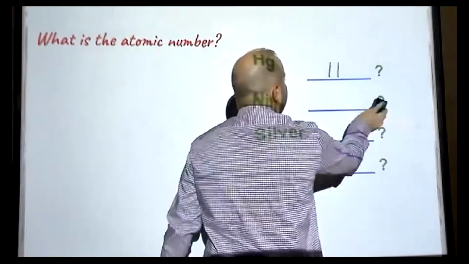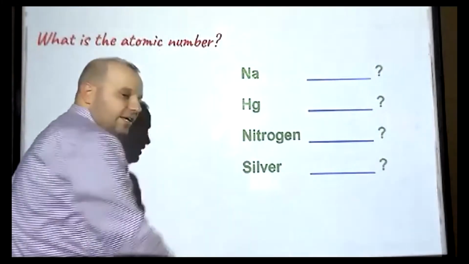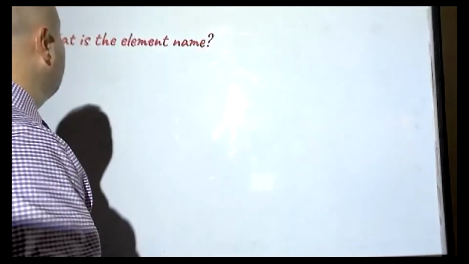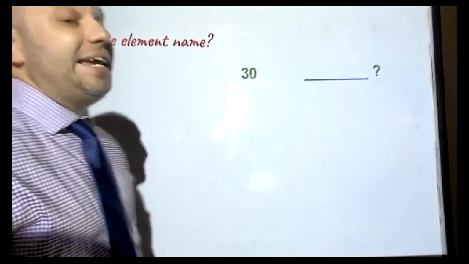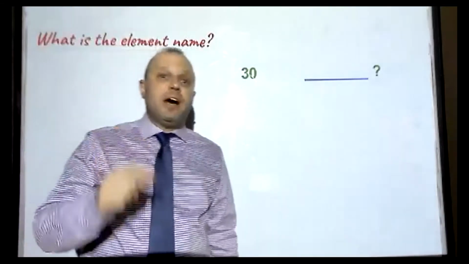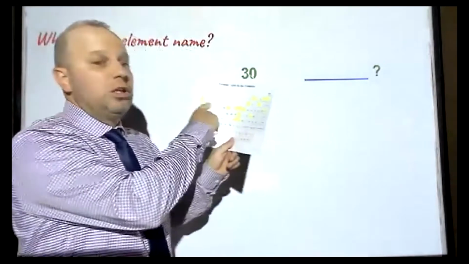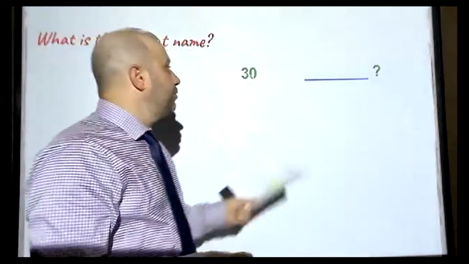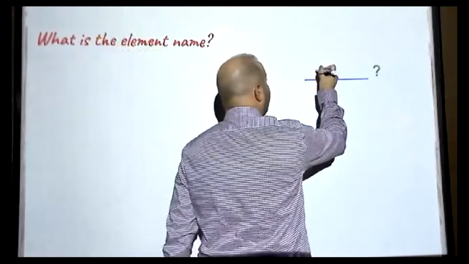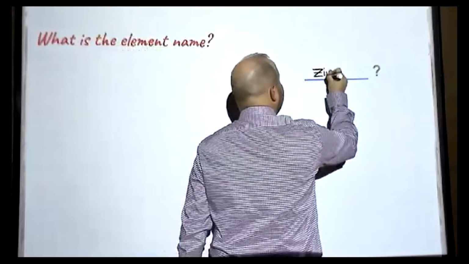All right, the next piece that we're going to go through: what is the element name? This time I'm going to give you the number, the atomic number, and I want you to look up the element name. So we're looking at the numbers that are on top. So the element name for 30 is zinc.